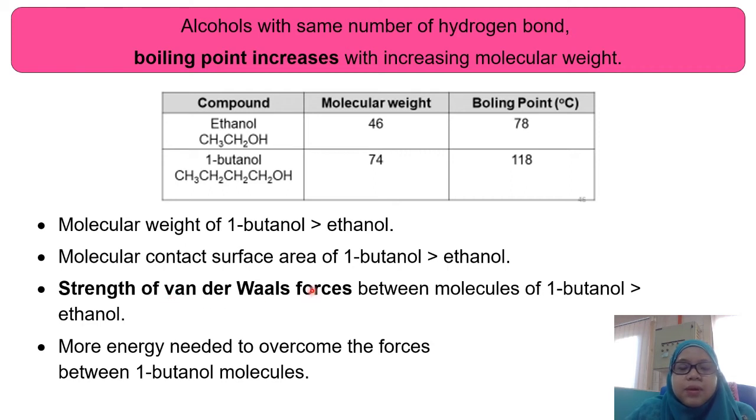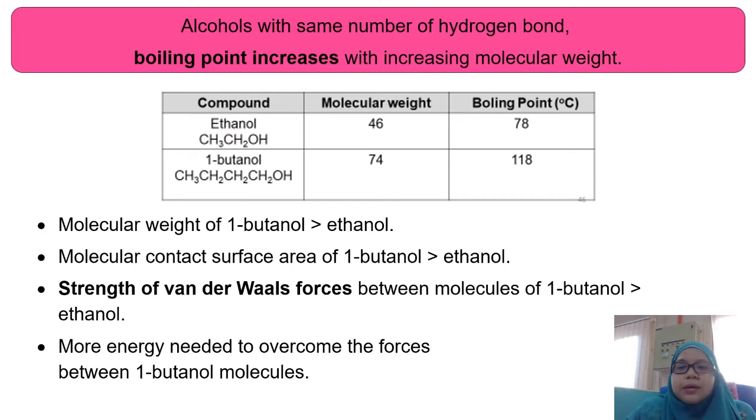The reason we compare the strength of van der Waals force here is that the number of hydroxyl groups is the same, which means the number of hydrogen bonds is the same for both molecules, but the size of the alkyl group is different. Ethanol only consists of 2 carbons, 1-butanol consists of 4 carbons, which means that 1-butanol is bigger compared to ethanol.